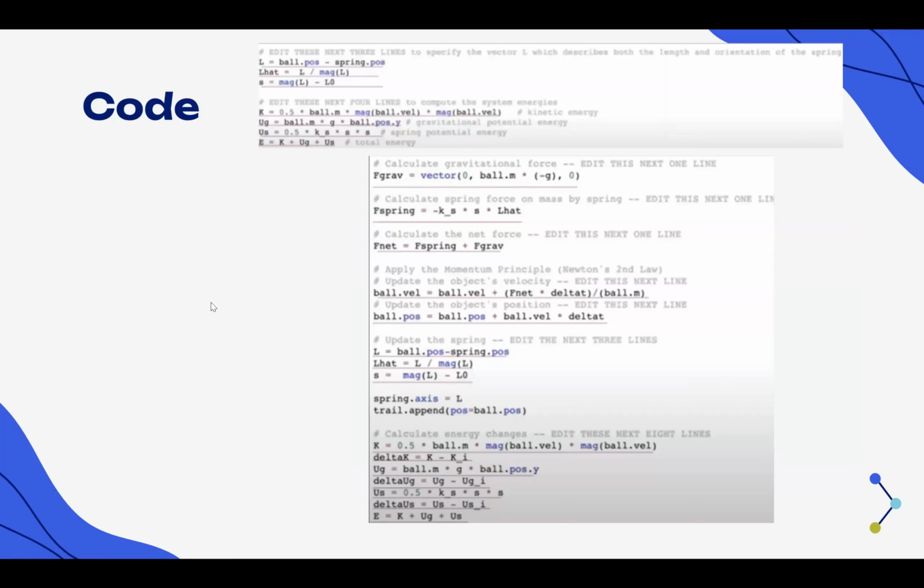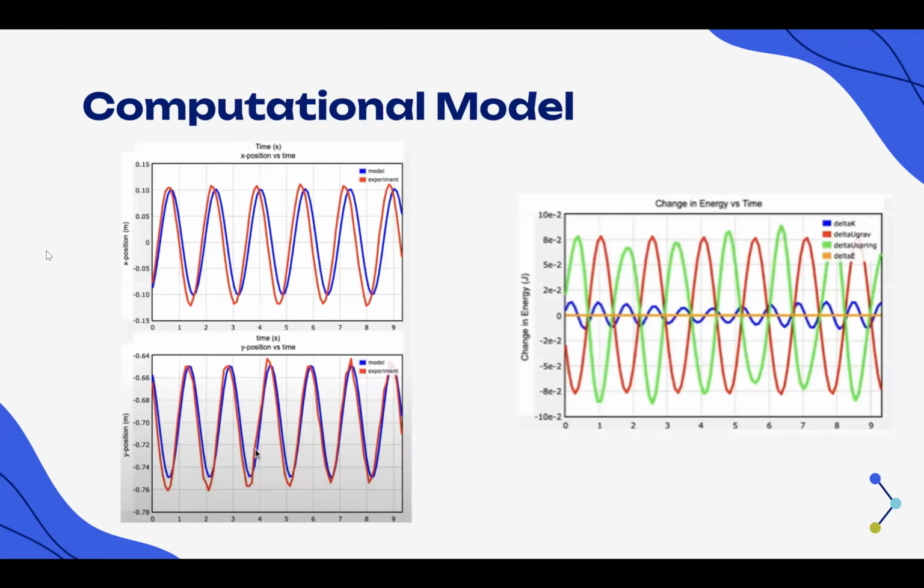So then for the computational part, it looks a bit like this, where you have the spring position, L being calculated along with the kinetic energy, potential, and total energy. Then for the models of the X position versus time and the Y position versus time, they show that there's almost zero difference between the two of them.